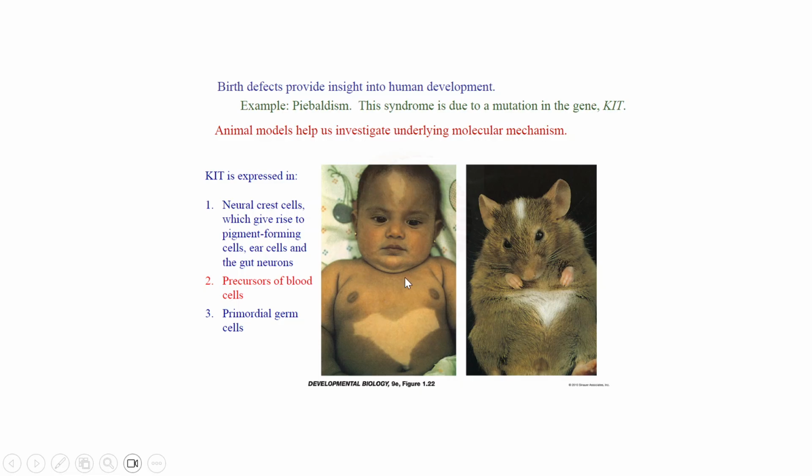This is due to the KIT gene being mutated or affected, which was responsible for the melanocyte forming cells. Then the ears also got affected in these organisms, because the KIT was affected. And the gut neurons, the neurons present in the gut, or the intestine part of the digestive system, also got affected.